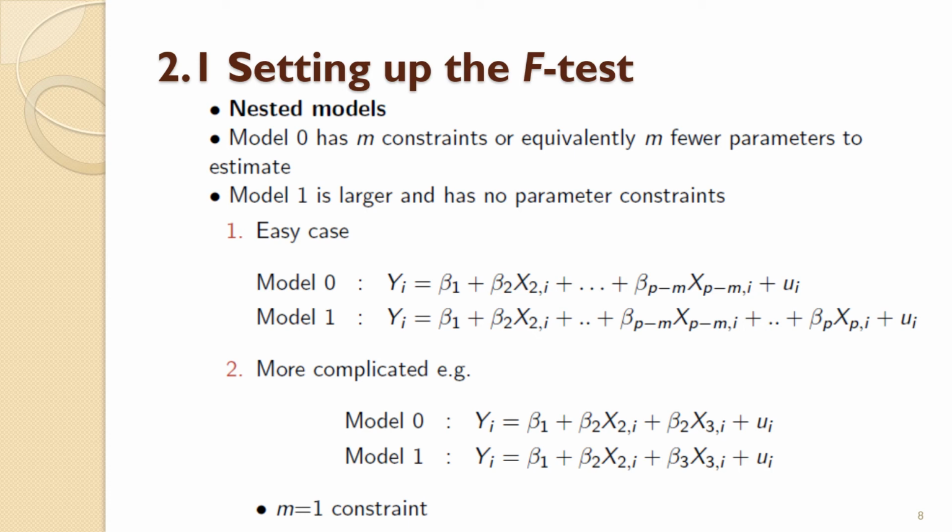Now you can have more complex cases. So here, in this second example, we've got that beta 2 equals beta 3. Now m equals 1 constraint, i.e. that beta 2 equals beta 3. You don't need to have beta 2 equal to 0. This is what is called a linear constraint, just fewer parameters in model 0 compared to model 1. Again, model 0 is simple, model 1 is more complex.